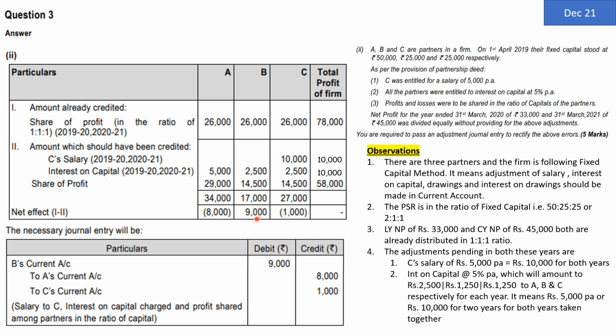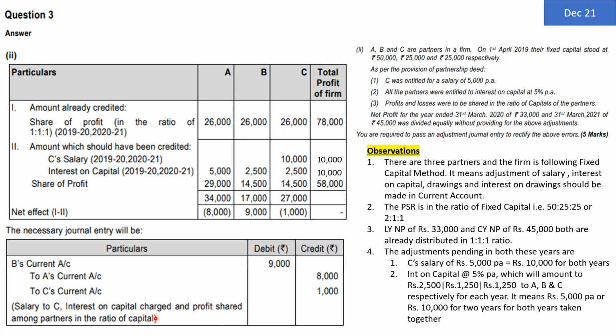Now the adjustment, since it's a fixed capital method, cannot be made in capital account. It should be made in current account. So B's current account will be debited by rupees 9,000, and A and C's current account will be credited by rupees 8,000 and 1,000 respectively. So the necessary adjustment journal entry is only one entry. B's current account debit rupees 9,000, to A's current account 8,000, to C's current account 1,000, and then write the narration: salary to C, interest on capital charge, and profit shared among the partners in the ratio of capital.